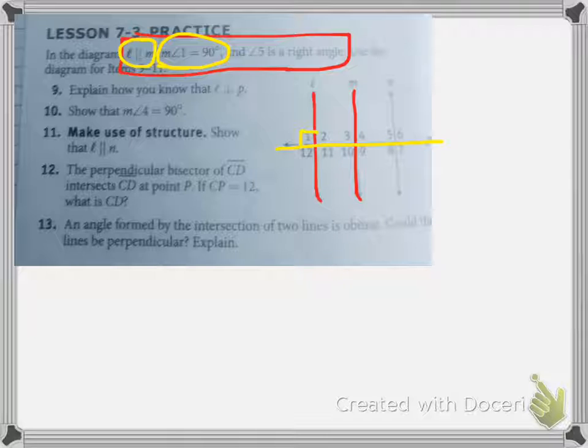This is 90 degrees. That on its own is telling us already that this line is perpendicular. This yellow line is perpendicular to both L and M, right? So that gives us another 90 over here automatically, right? Because just because angle 1 is 90 degrees, that means that it's perpendicular to L and M automatically, right? So that gives us a lot.